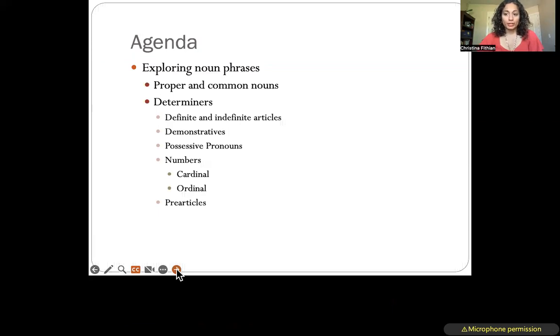So we're going to be exploring noun phrases a little bit more. We're going to talk about the distinction between proper and common nouns. And then we're going to look at a lot of the determiners. In fact, we're going to look at about 5 or 6 different types of determiners, both on the video and in class.